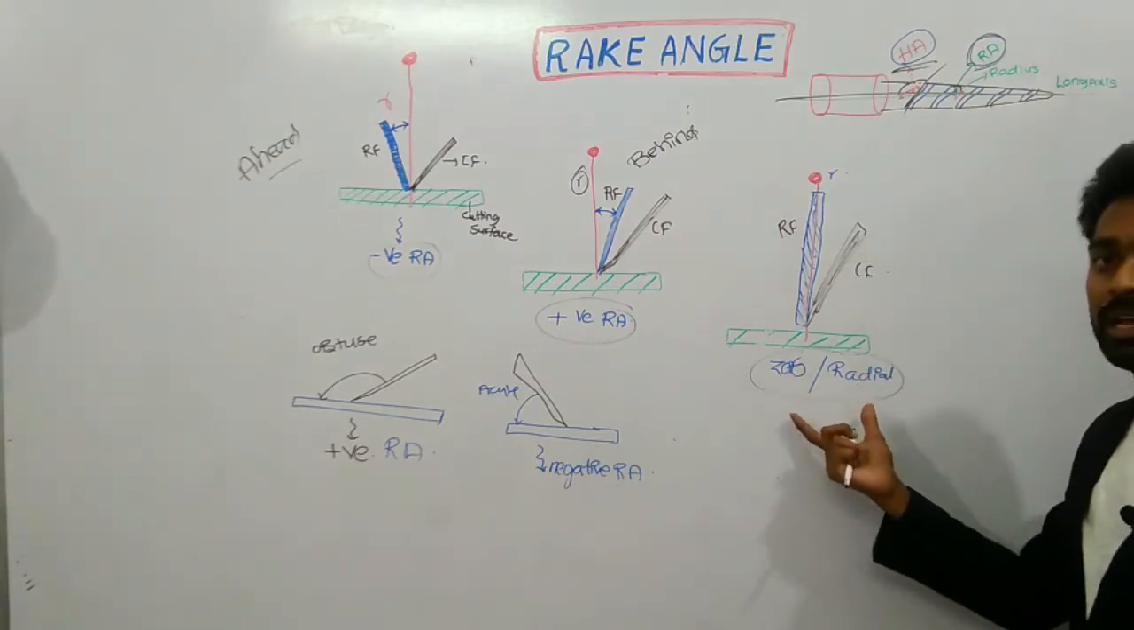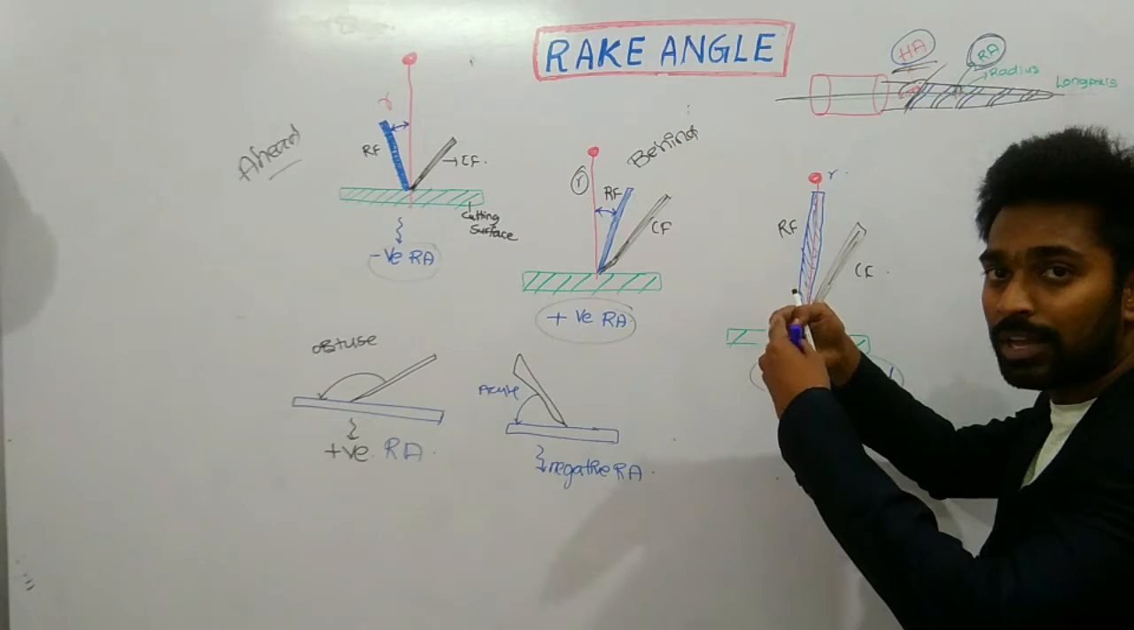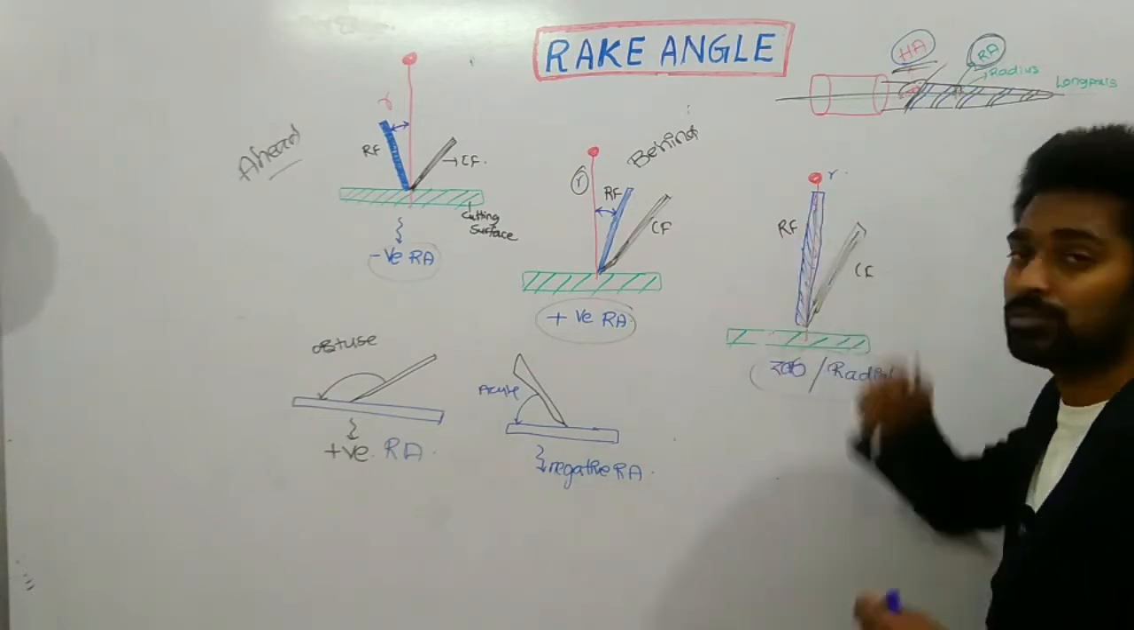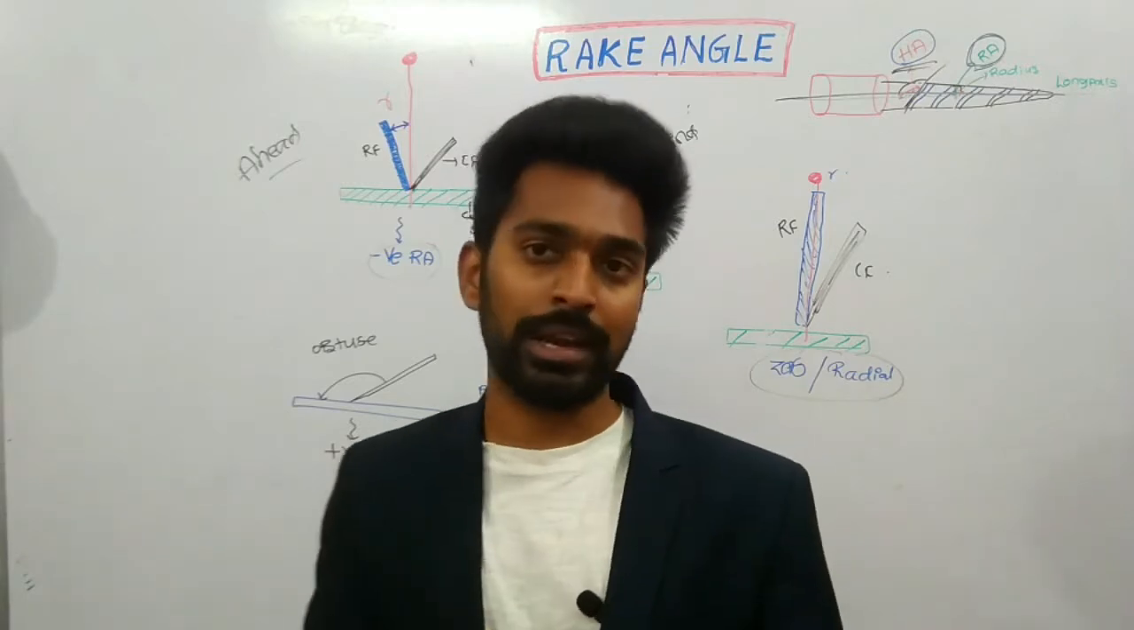And coming to the third diagram, here the rake face coincides with the radius of the file. So this is called a zero rake angle or a radial rake angle.